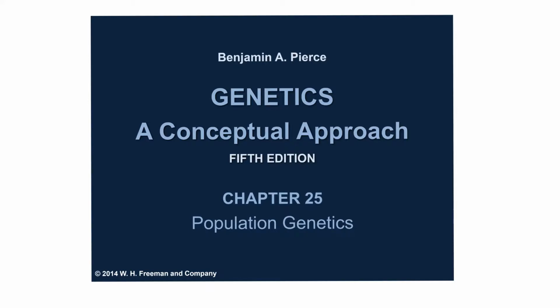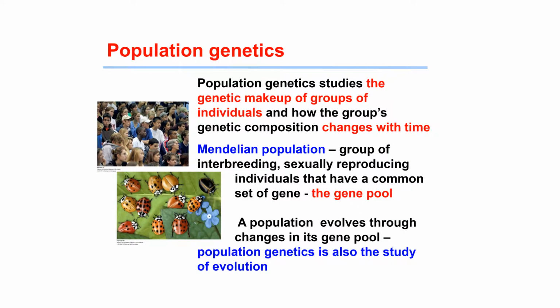Chapter 25 introduces population genetics. It is a branch of genetics that studies the genetic makeup of groups of individuals, the genetic makeup of populations.